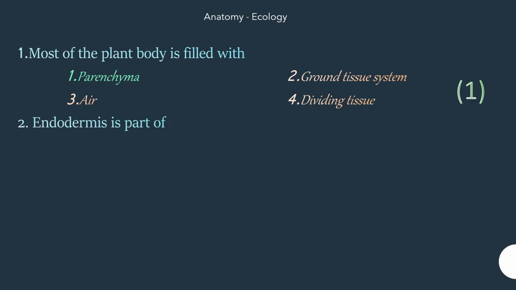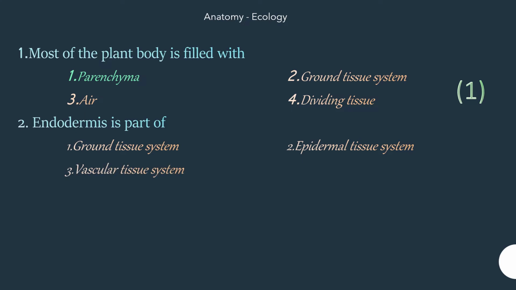Endodermis is part of: ground tissue system, epidermal tissue system, vascular tissue system. It is not part of any tissue system. Answer is 1. Endodermis is part of ground tissue system.